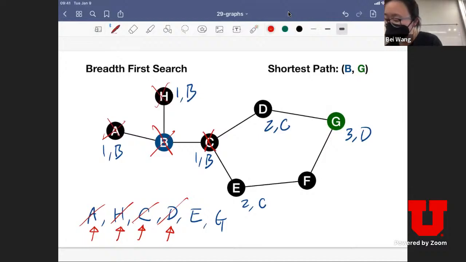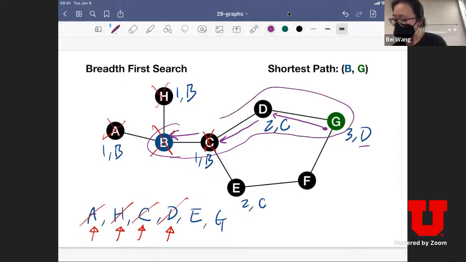And then to recover the shortest path, I'm just going to do backwards traversal. I start with E, G, I go backwards. And because it's coming from D, I go to D, D coming from C, I go to C, C coming from B, that goes to B. So everything I just drew in purple, this is now the shortest path from my algorithm.